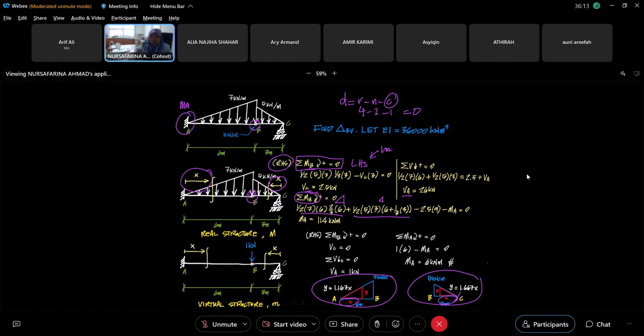Kalau yang this one senang lah. Virtual structure is easy because you just only have 1 kilonewton or 1 kilonewton meter. That's it. Itu je beza dia. Dia tak ada triangular load, dia tak ada UDL, it's just a point load. 1 unit load. So it's easy. Selalunya student akan salah moment dekat real structure rather than virtual structure. So you can get the 6 kilonewton.